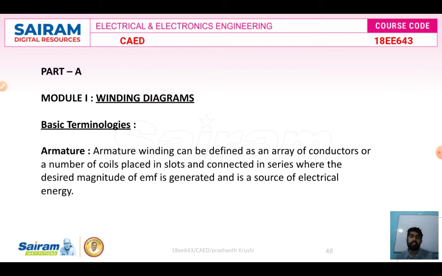In part B we have the transformer sectional view and top view drawing, the DC generator diagram, and DC machine parts. Part B also consists of the alternator, the AC machine. So module 1 is the winding diagram.